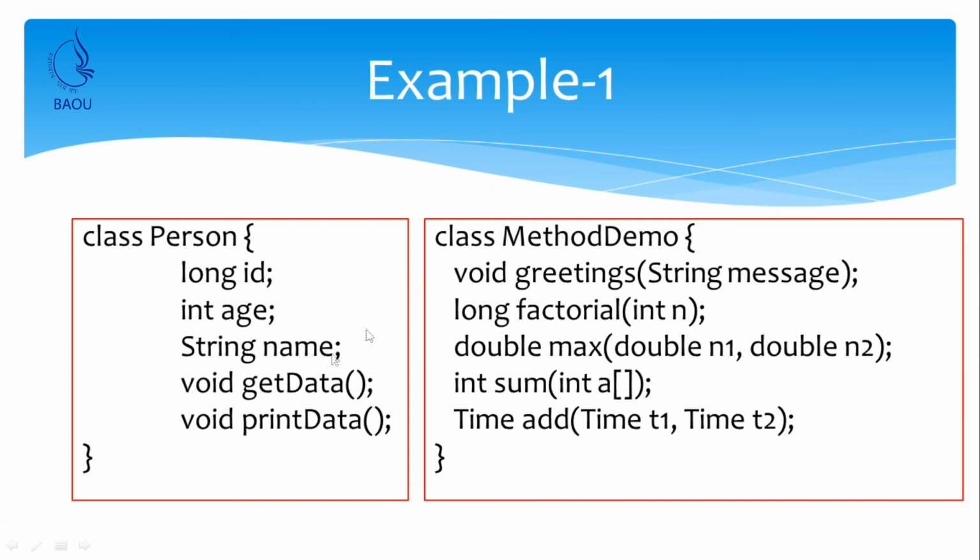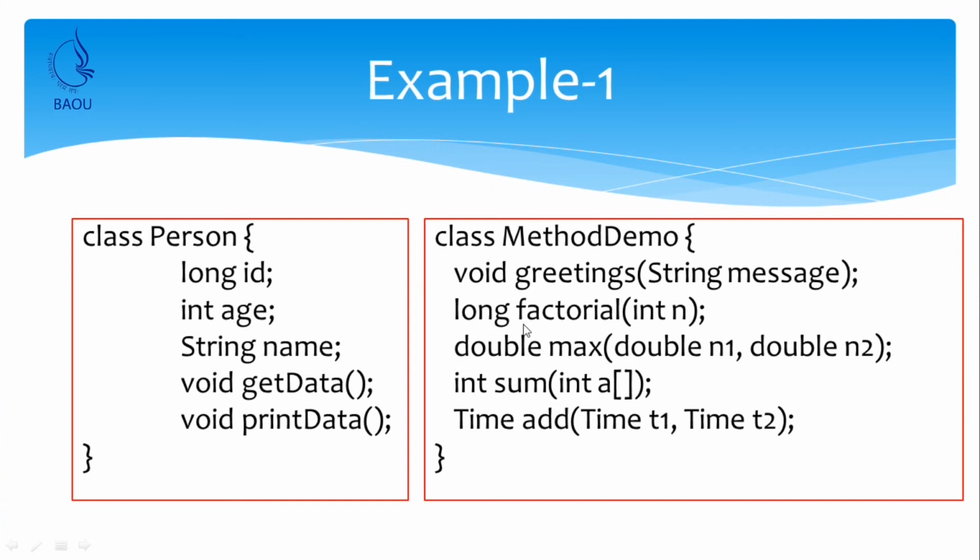Now, we write down this program so that you can better understand how these methods work. Another class we are going to write down is MethodDemo, and it simply defines different methods. The first method has return type void, its name is greetings, and it prints a message provided as an argument. So, this is an example of a method which takes a parameter, but does not return any value.